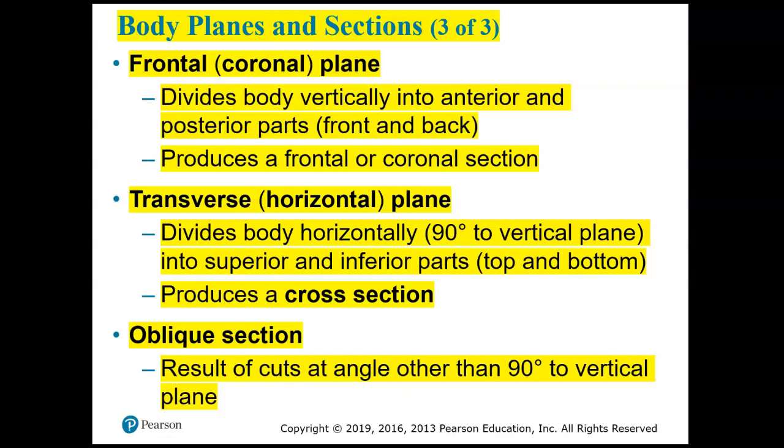But it's still going to divide the body into left and right halves. A frontal or coronal plane divides the body vertically into anterior and posterior parts. It's called frontal because it makes a front and a back. It produces a frontal or coronal section. A transverse or horizontal plane is like a cross section. It divides the body into superior and inferior parts, a top and a bottom. And an oblique section is a cut at an angle.